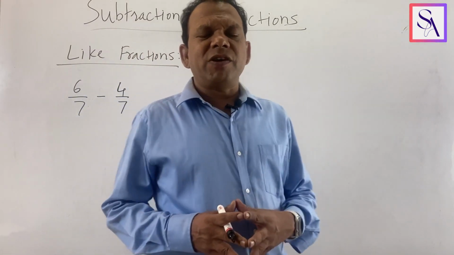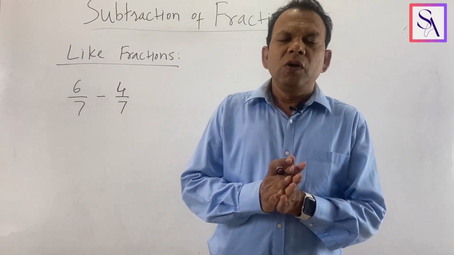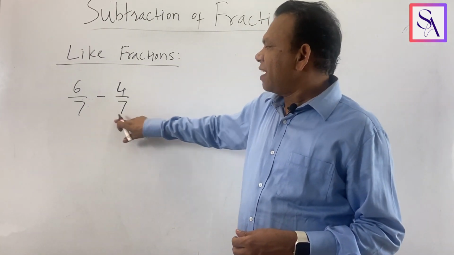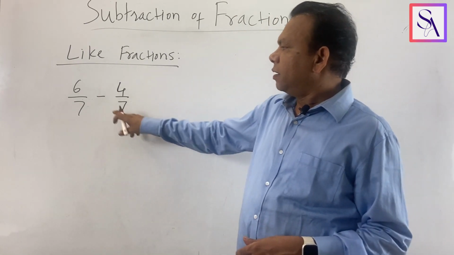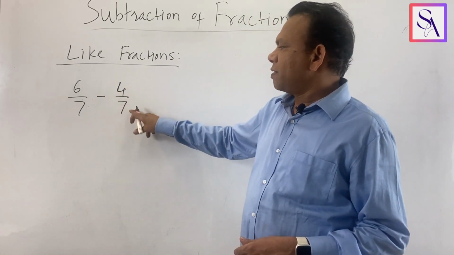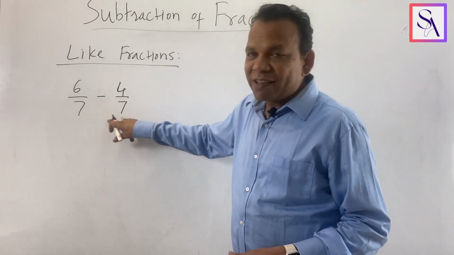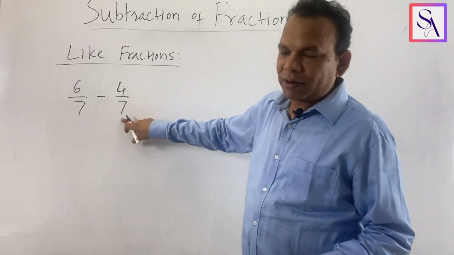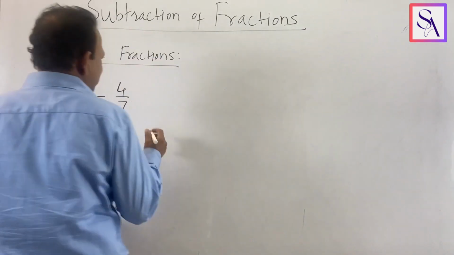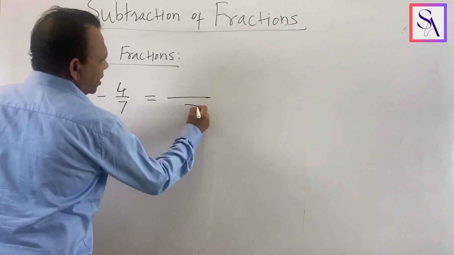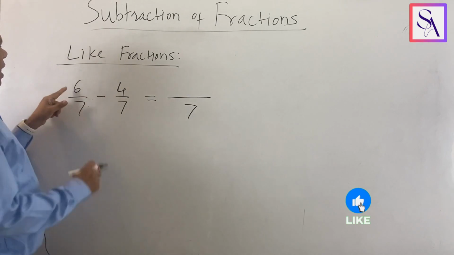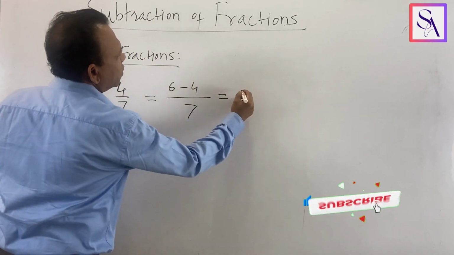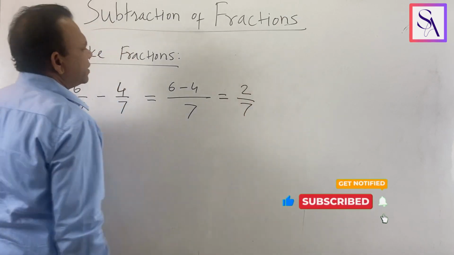Now subtraction of fractions. The first category is like fractions. How to subtract like fractions? Take an example, 6 by 7 minus 4 by 7. These two are like fractions because the denominator is the same, which is 7. These are very simple examples. Just take one denominator 7 and do 6 minus 4, which is equal to 2 by 7. Simple.